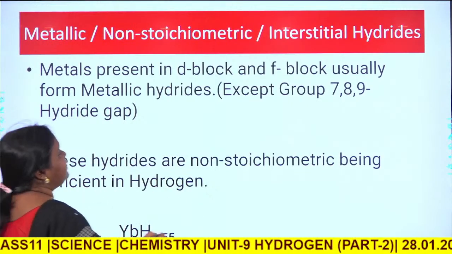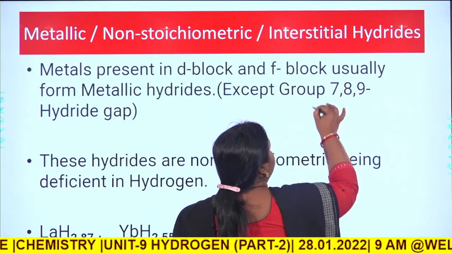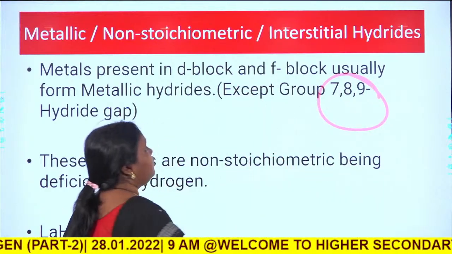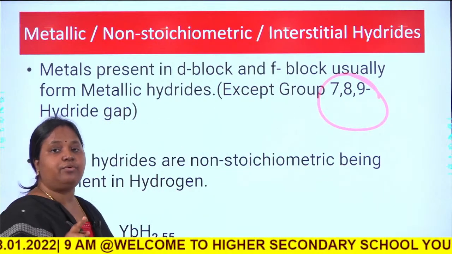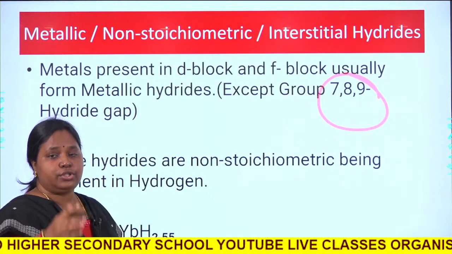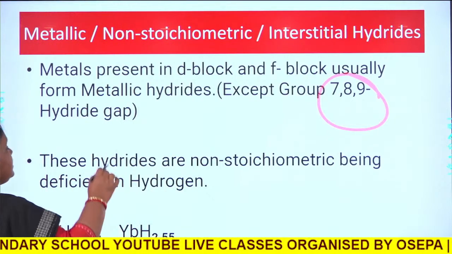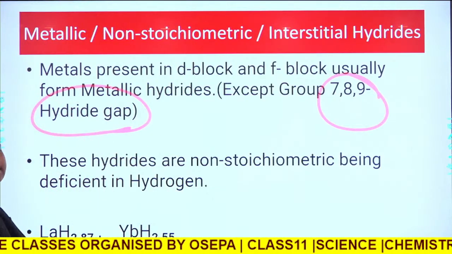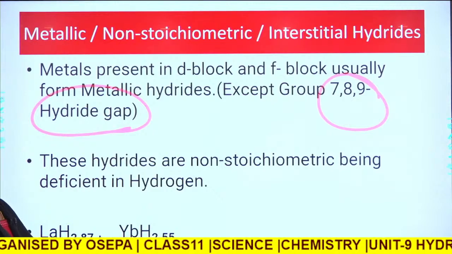Remember that except group 7, 8, 9. Except group 7, 8, 9, those do not react. Even in group 6, only chromium reacts with hydrogen, no other element reacts with hydrogen. So 6, 7, 8, 9 do not react with hydrogen, and this gap is called hydride gap.